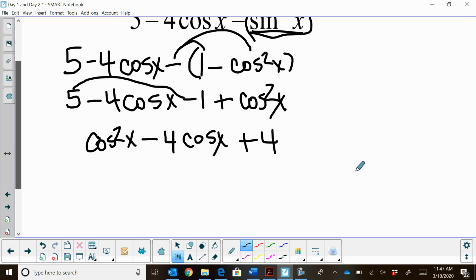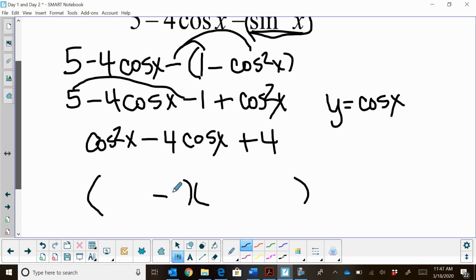How is this going to factor? Well, if you're having trouble seeing it, again, define y is equal to cosine of x and replace the y's in here. I'm going to try it without doing it this time. So I'm asking myself, what multiplies to positive 4 but adds to negative 4? Well, that's just a negative 2 and a negative 2. So that's how it's going to factor.